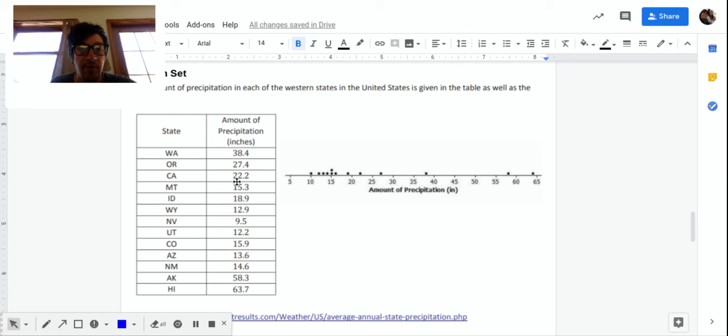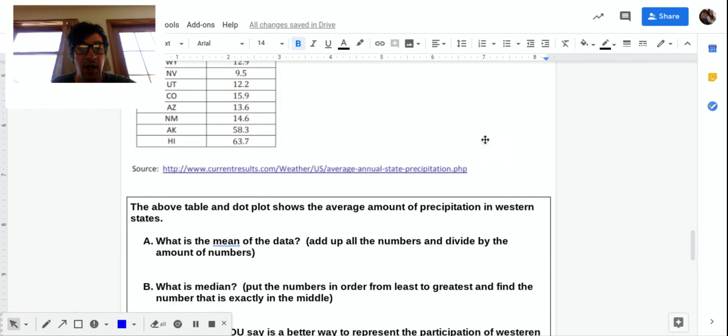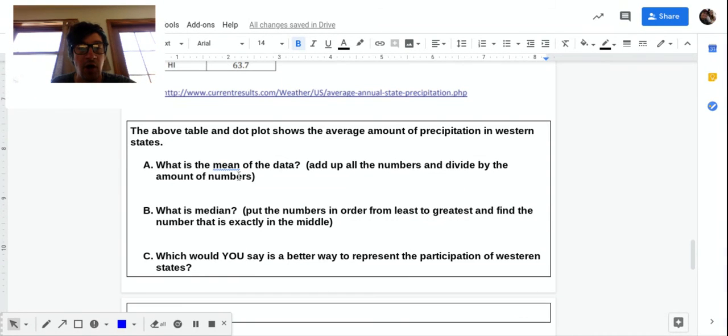All right, so same thing here. They put it on a dot plot for you if that's helpful. They also listed the numbers. So you could just take these numbers and write them out in order from smallest to biggest and then find the number that's in the middle. It also asks you, as a little review from Monday 4 and Friday 3, what is the mean?